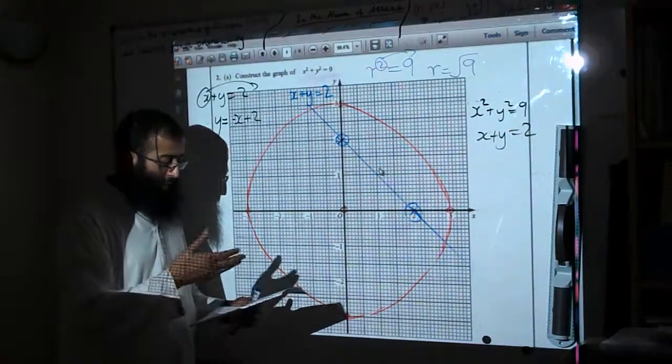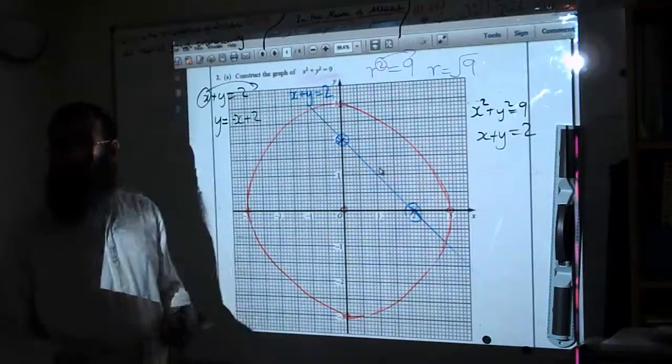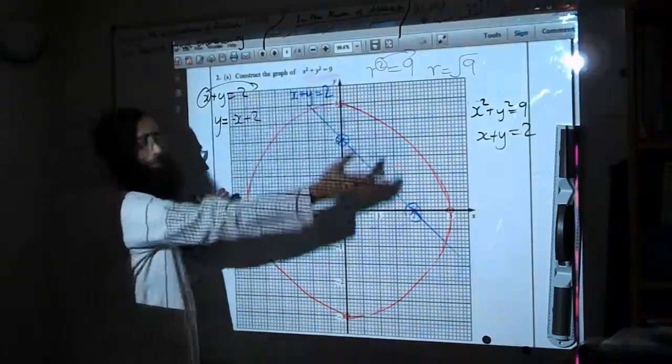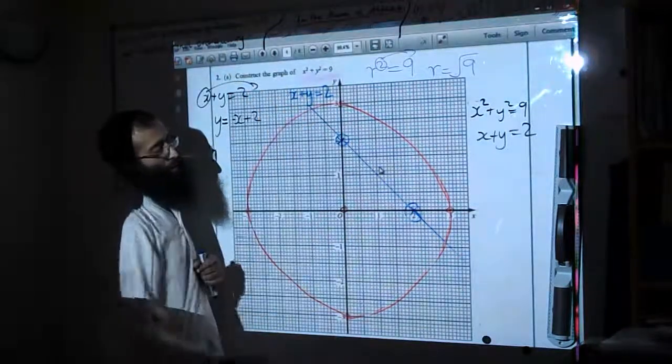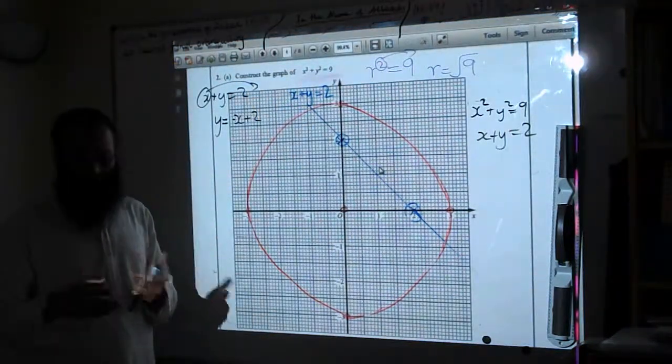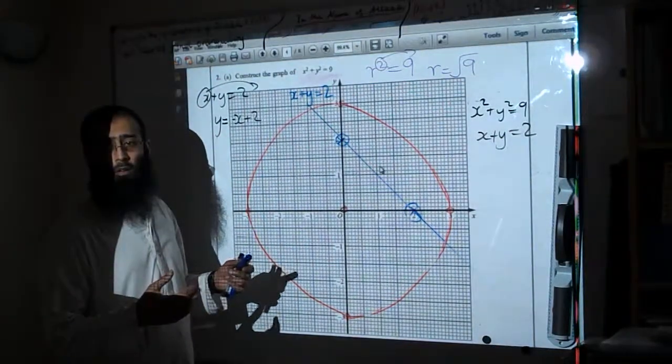Now, the question says, by drawing the line x plus y equals 2 on the grid, solve the equation. We've got to solve this. So what are you looking for then? I've got the circle, well, my kind of circle, and we've got the straight line. Which points are we looking for now, Idris, you reckon? We're looking for the points where those two lines meet.